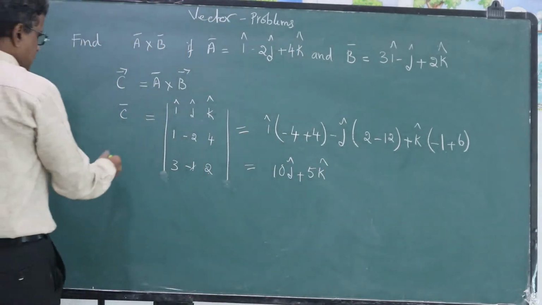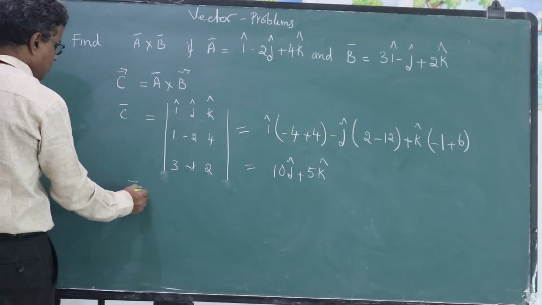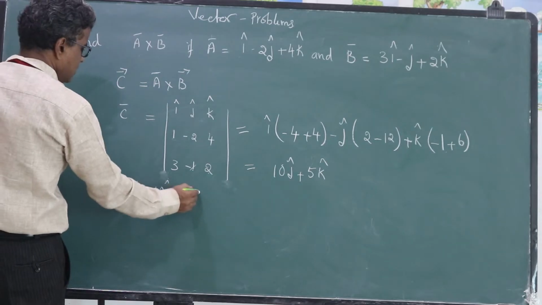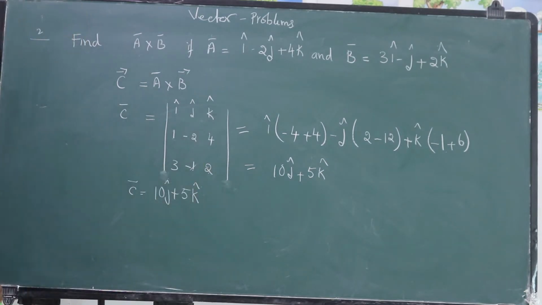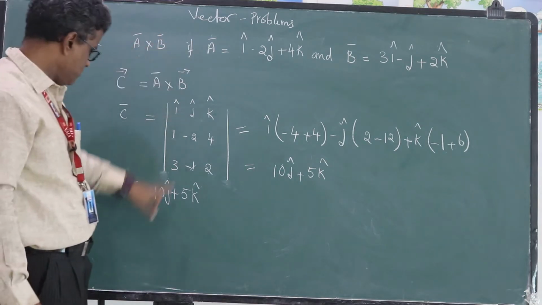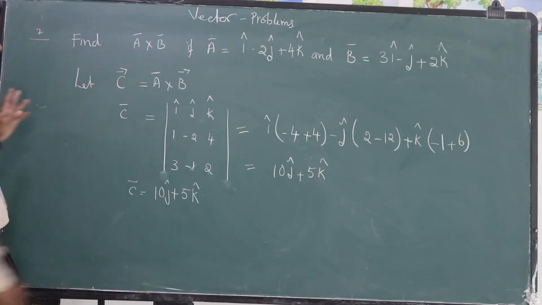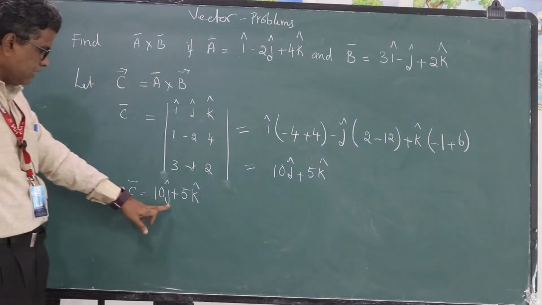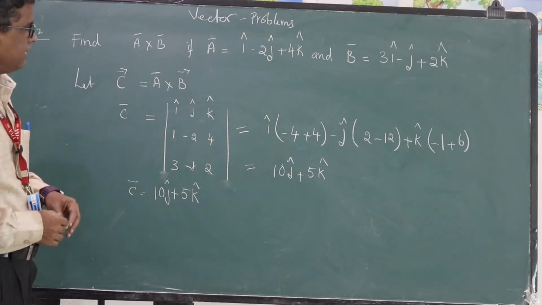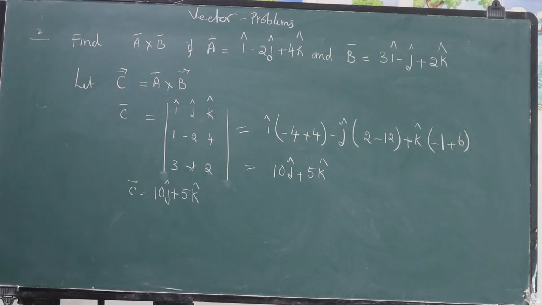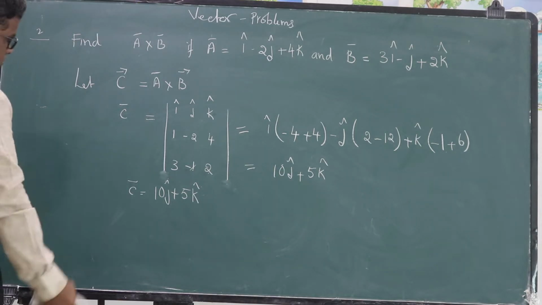So this is C bar. That is 10j plus 5k. This is the answer. Okay. For this question, find A bar cross B bar. For this question, let C bar be equal to A bar cross B bar. So C bar we got 10j cap plus 5k cap. This is the answer. The next problem.